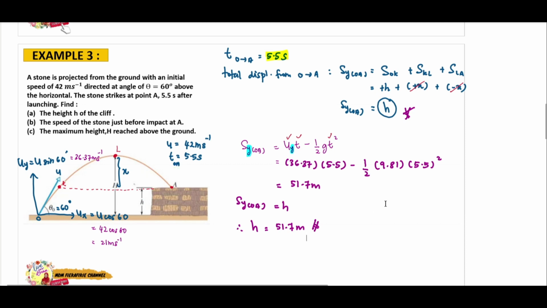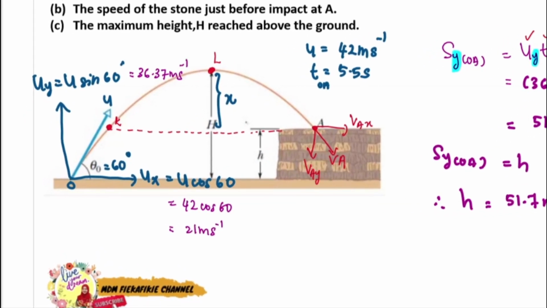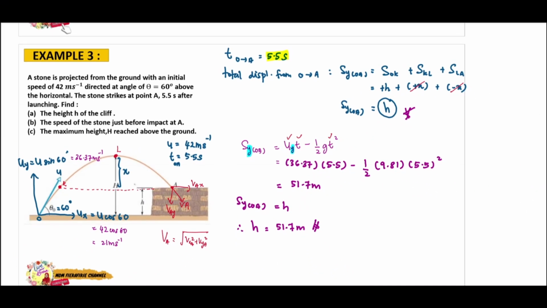Okay, now B, we want to calculate the speed of the stone just before impact at A. So we want to calculate what is VA. So kalau kita lukis direction of VA, so it should be in this direction. Okay, so VA, and we need to know what is VAX and VAY. Okay, sebab kita nak kira VA, the final velocity at point A, so VX squared plus VY squared, VYA and also VXA. Okay, so kita nak kira, but before that, so saya nak padam dulu yang ini.